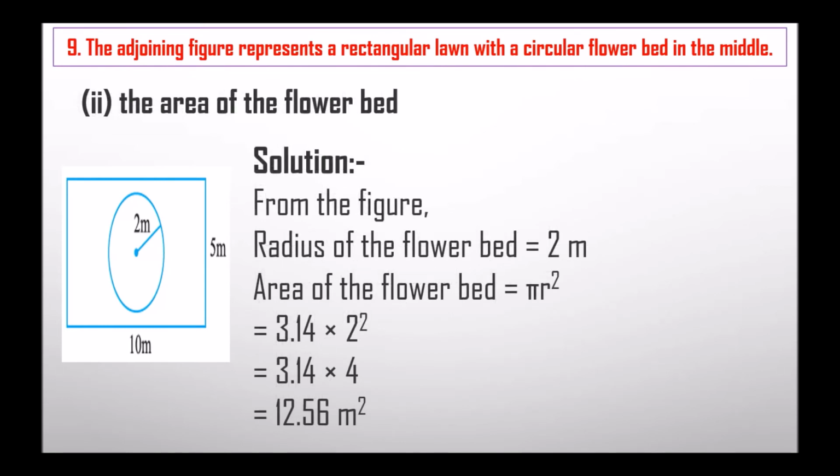Second, we have to find the area of flower bed. So radius is given 2 meter. Area of the flower bed equals pi r square, that is 3.14 into 2 square. So 3.14 into 4, that is 12.56 meters square.